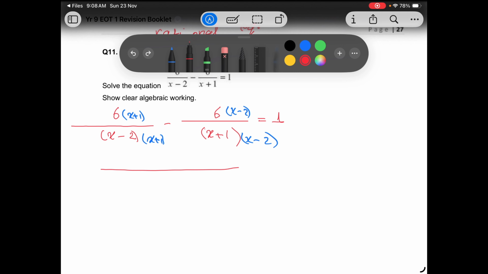Then I can just simplify the top. It will be 6x plus 6. Then you distribute this here and here, taking in consideration this is not 6, this is minus 6. So I will assume in this minus multiplied by 6. So it will be minus 6x plus 12 equals, I will expand the bottom.